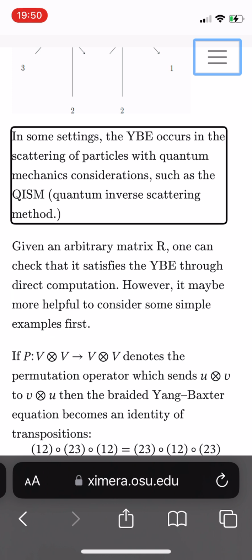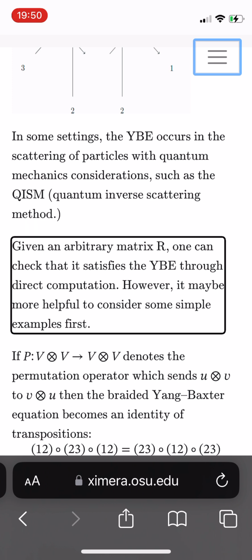In some settings, the YBE occurs in the scattering of particles with quantum mechanics considerations, such as the QISM, quantum inverse scattering method. Given an arbitrary matrix R, one can check that it satisfies the YBE through direct computation. However, it may be more helpful to consider some simple examples first.